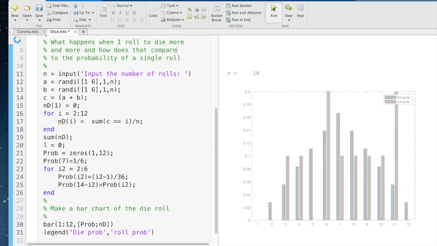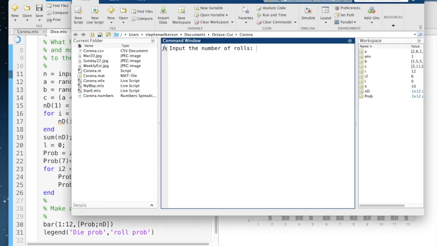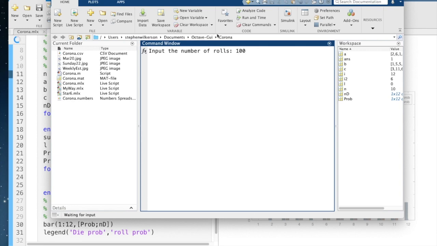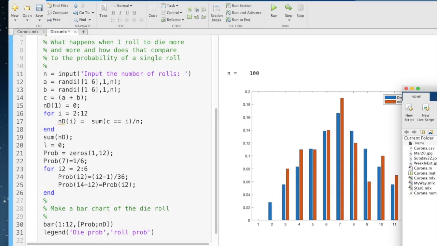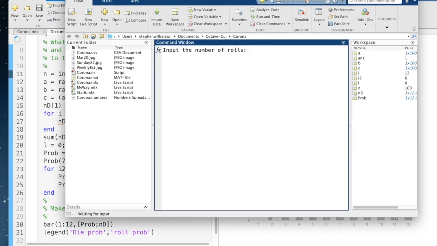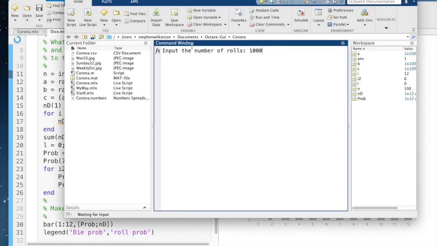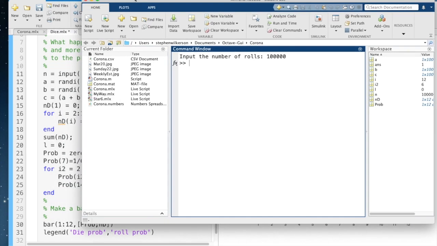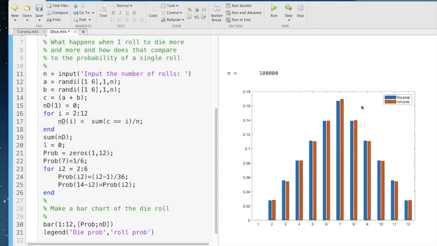So let's try more rolls. Let's try 100. So we're going to put 100 in here and see how close that comes. Now it's starting to look more like a normal distribution. So we're feeling pretty confident about this. Let's run it one more time and do 100,000 rolls. When we do that, we see that indeed the probability is that it's going to get that normal population.